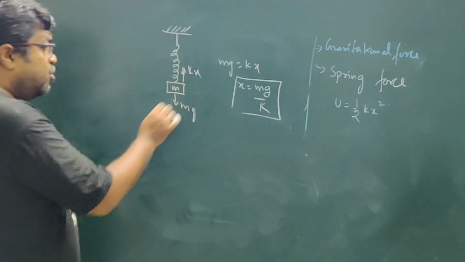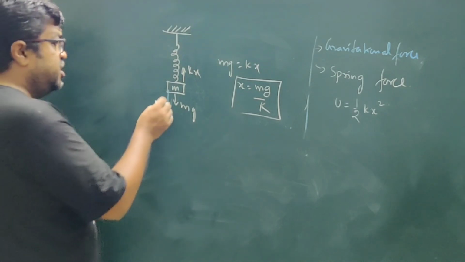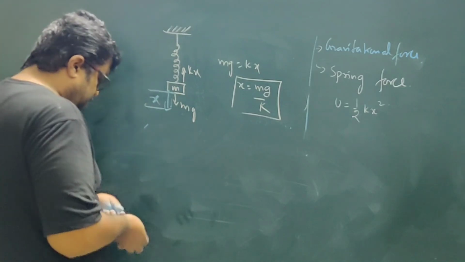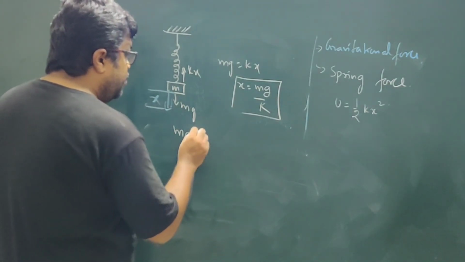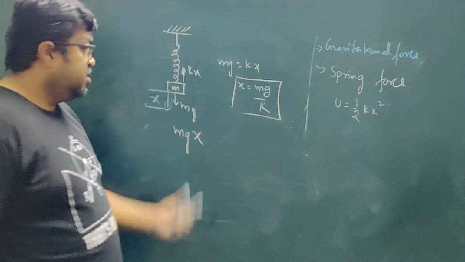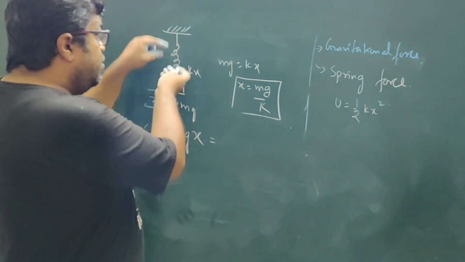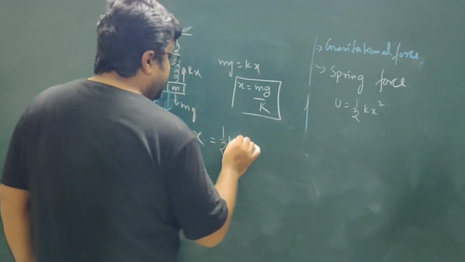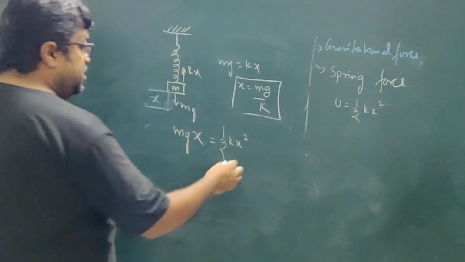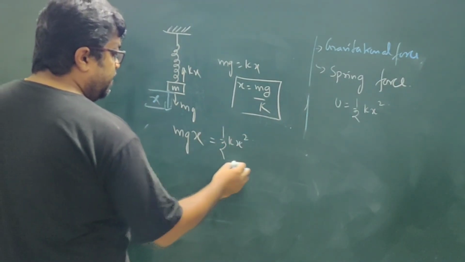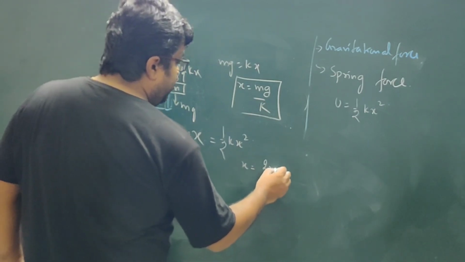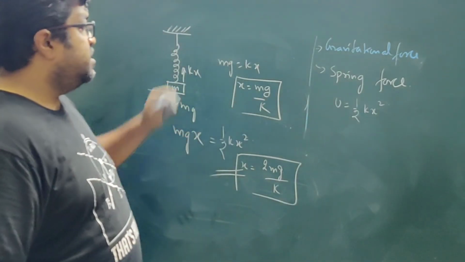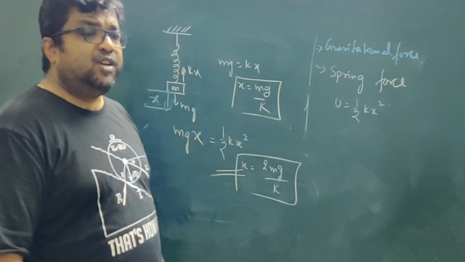When the mass is suddenly dropping, it is losing some potential energy. Suppose it is dropping through x. The potential energy lost by this block will be mg into x. This is equal to the energy gained by the spring, so this is half kx squared. One x cancels, so we have x is equal to 2mg by k. This elongation is 2 times the initial elongation when the mass was gradually released.